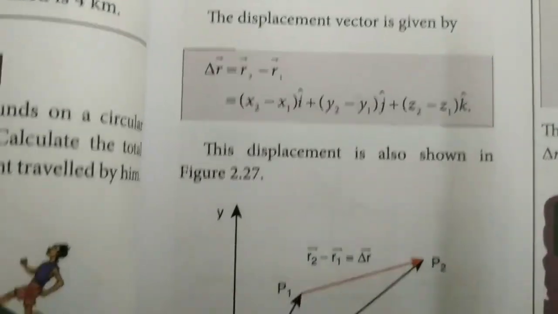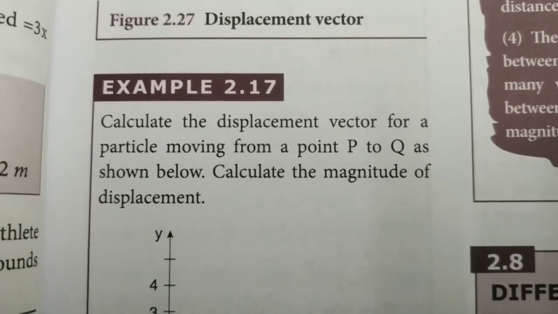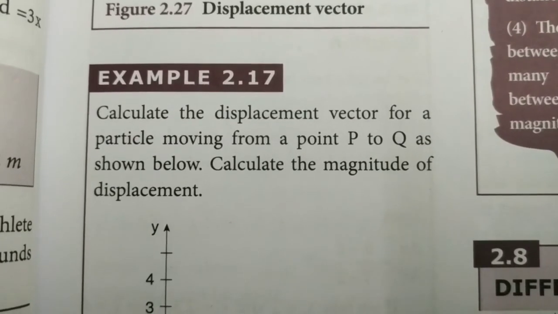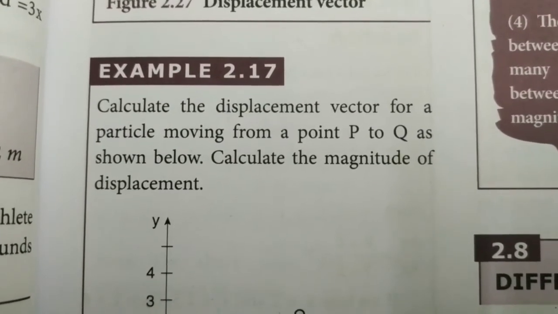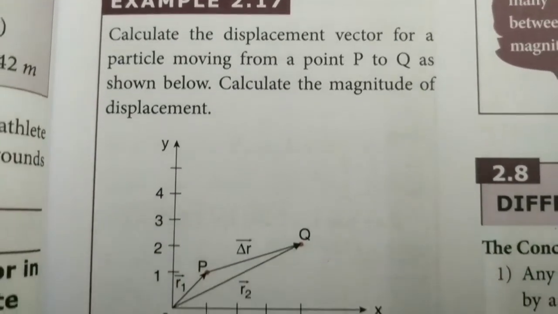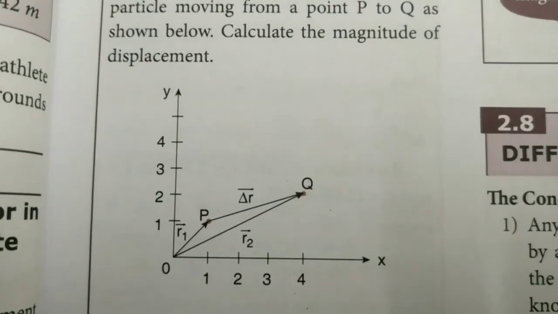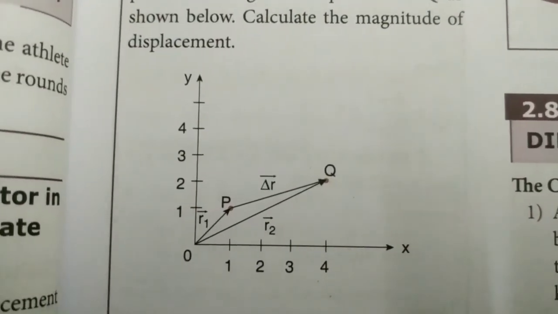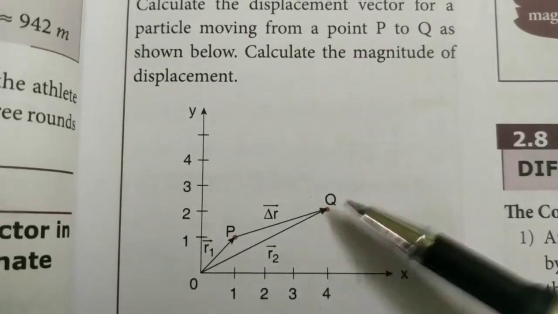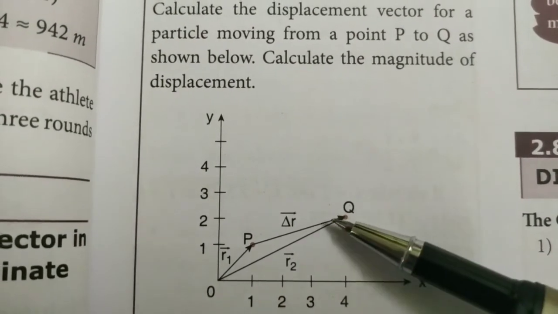Now let's see example 2.17. Calculate the displacement vector for a particle moving from a point P to Q as shown below. Calculate the magnitude of displacement. So look at the diagram. 2 points P and Q are given. It was asked to find the displacement. So delta R vector is the displacement vector.